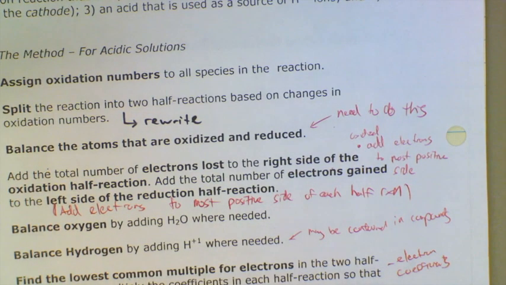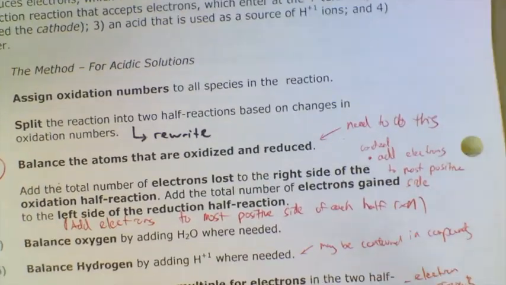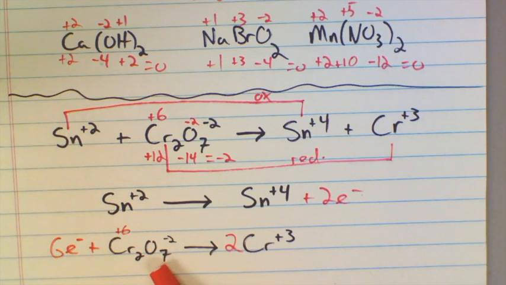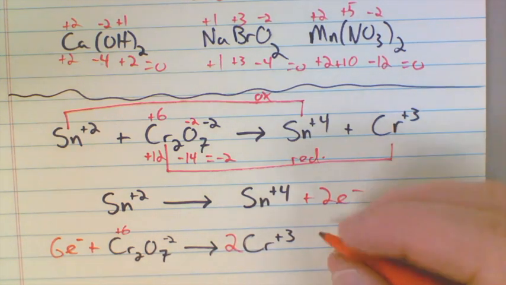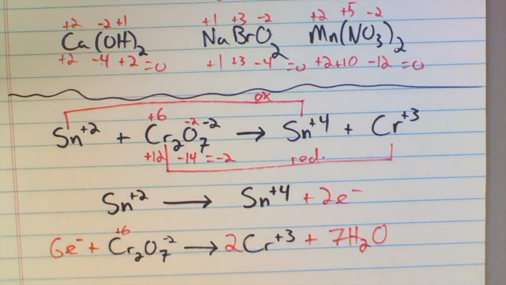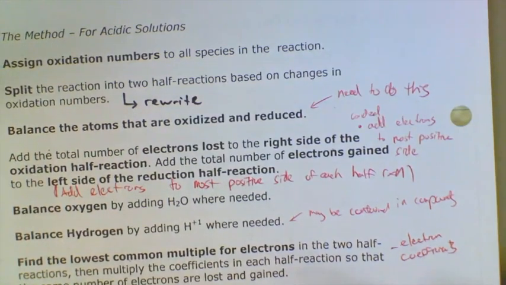Balance oxygen by adding water where needed. We got any oxygen up here? No, so we leave that alone. Down here, we got 7 oxygen, so how many waters do we have to add to the other side? 7, yeah, 7 waters. Because each water contains 1 oxygen, so we'll put 7H2O. That leads us to step number 6.